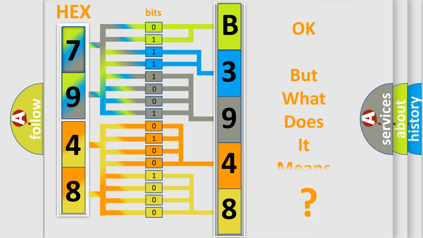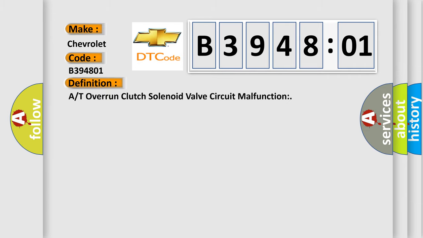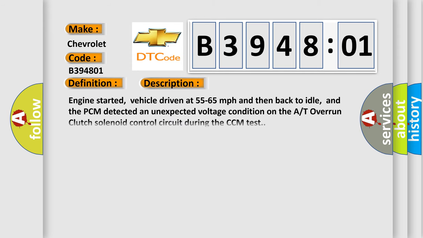The number itself does not make sense to us if we cannot assign information to what it actually expresses. So, what does the Diagnostic Trouble Code B3948-01 specifically mean for Chevrolet? The basic definition is the Overrun Clutch Solenoid Valve Circuit Malfunction. And now this is a short description of this DTC code. Engine started, vehicle driven at 55 to 65 miles per hour and then back to idle, and the PCM detected an unexpected voltage condition on the Overrun Clutch Solenoid Control Circuit during the CCM test.